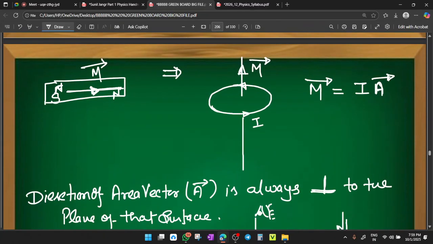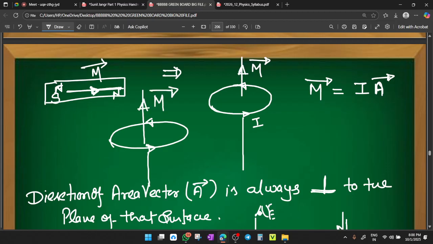And you can also apply the right hand thumb rule. Curl your fingers in the direction of the loop. Now point out where your thumb is going. Is your thumb going upward? Yes. So your thumb gives the direction of the magnetic dipole moment. Clear?